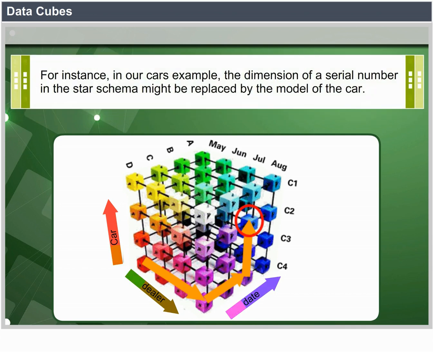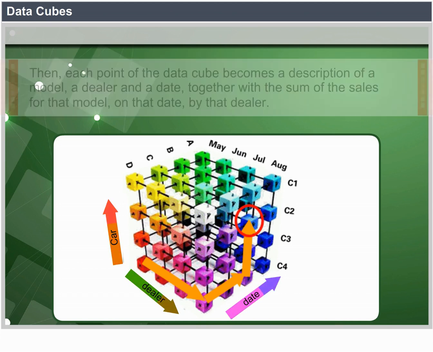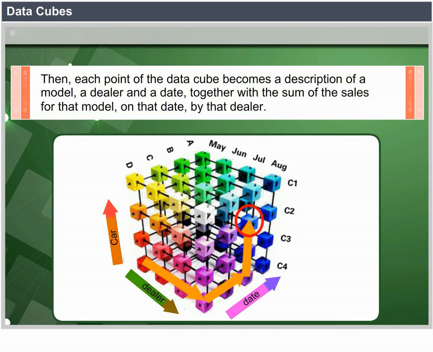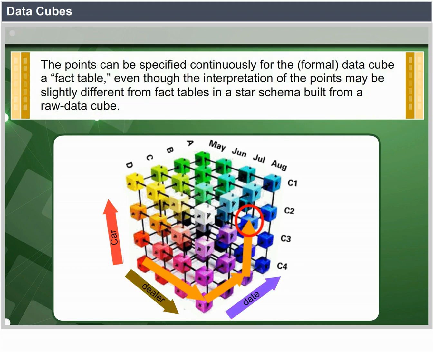For instance, in our cars example, the dimension we thought of as a serial number in the star schema might be replaced by the model of the car. Then each point of the data cube becomes a description of a model, a dealer, and a date together with the sum of the sales for that model on that date by the dealer. We shall continue to call the points of the formal data cube a fact table, even though the interpretation of the points may be slightly different from fact tables in a star schema built from a raw data cube.